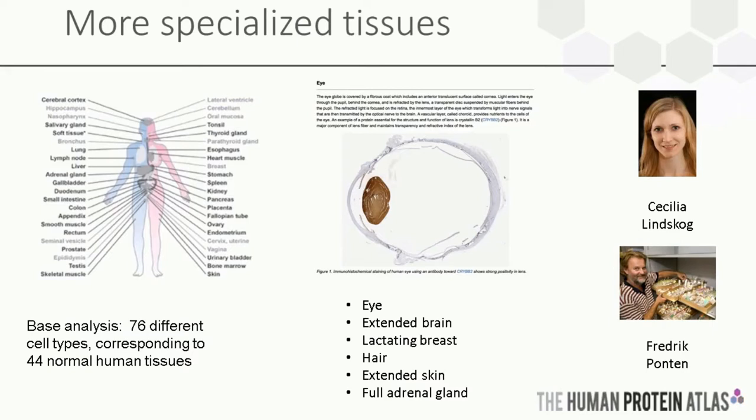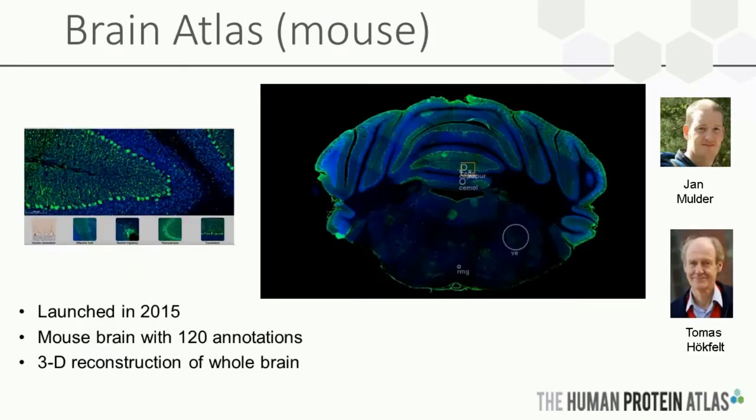But what we are now doing is moving on from the 76 different cell types that we did in the first version, corresponding to 44 normal human tissues, and we are now extending this to more specialized tissues, such as the eye, part of the brain, hair, full adrenal gland, and so on. And this is going on as we speak.